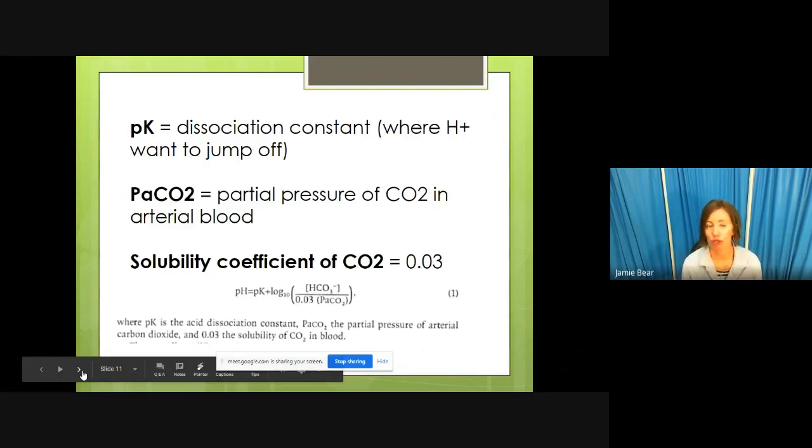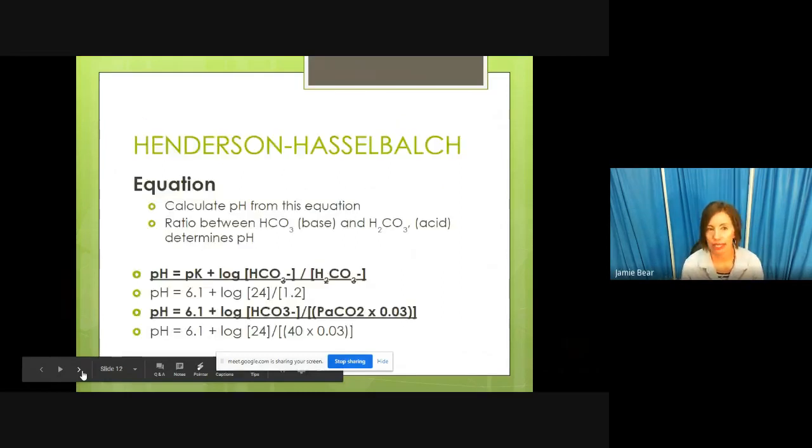And then PaCO2 is the partial pressure of carbon dioxide in arterial blood. So that's taken from an arterial blood gas, and that is the dissolved portion of carbon dioxide. We also get our pH and our PaO2 in that same way. The solubility coefficient of carbon dioxide, which we talked about in the chapters on diffusion, is 0.03. So therefore, our equation is pK plus the log function of bicarbonate over our carbonic acid.